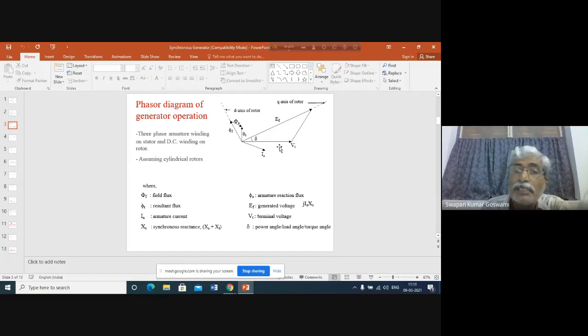And what is the direction of the terminal voltage? This is basically representing the infinite bus voltage. So its speed or its frequency is constant. The frequency of Vt is synchronous frequency because we have assumed that generator is connected to the infinite bus, and infinite bus maintains constant frequency. So frequency of Vt is constant.